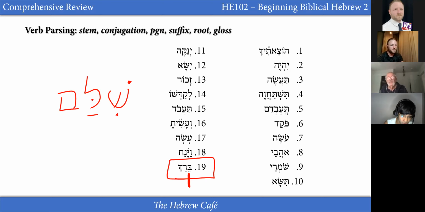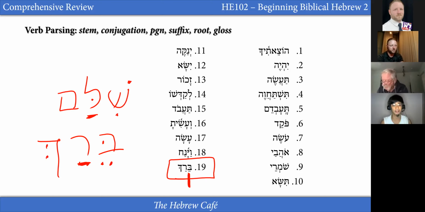Okay, so in this case, we have one of those where remember the resh does not accept doubling. So you would like to say birech. But the Piel rejects the doubling, and we say berech. But in the Bible, instead of berech, it says berach, like shilam.